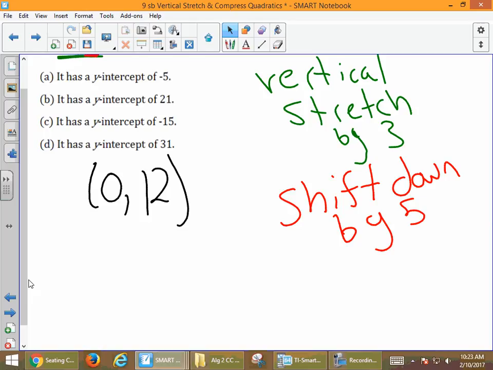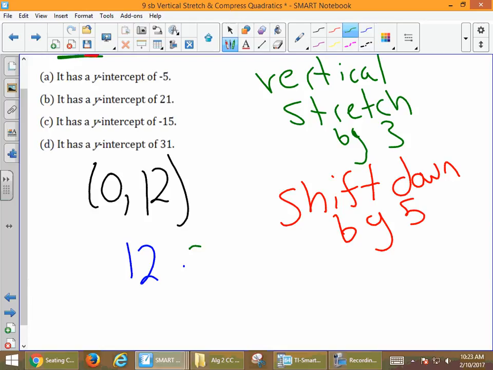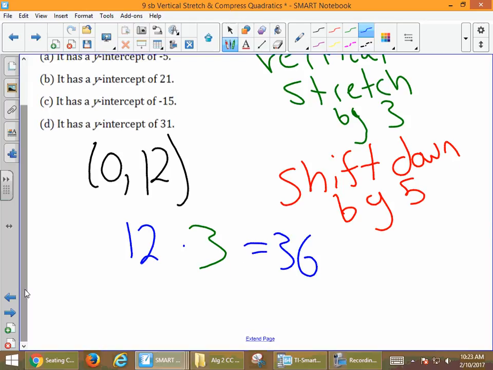The stretch, because in our order of operations, our stretch is multiplication, which comes before subtraction, which is our shift. And that comes from the PEMDAS, which we looked at on the last one. And so we're going to take 12, and we're going to multiply it by 3. What does that give us? 36. So that was our vertical stretch by a factor of 3.